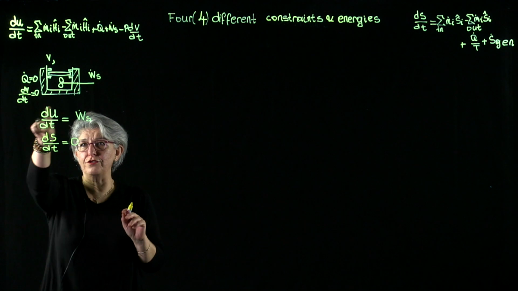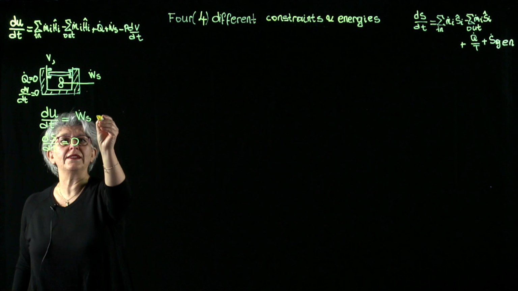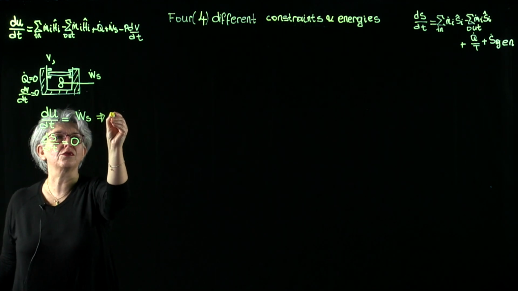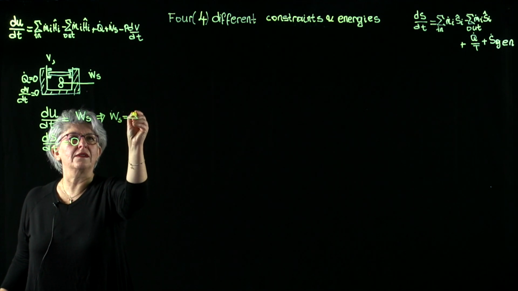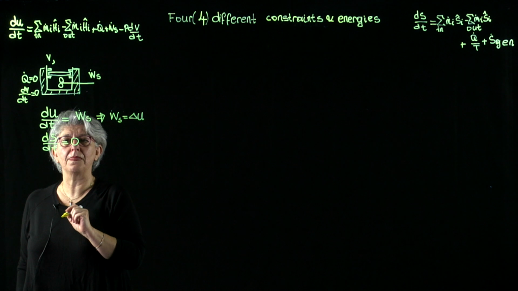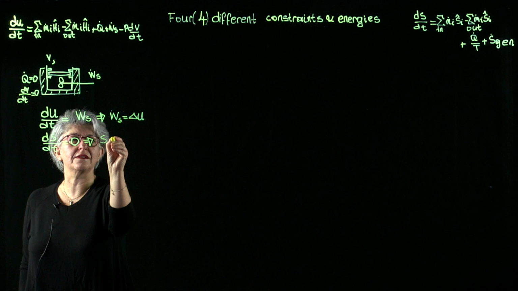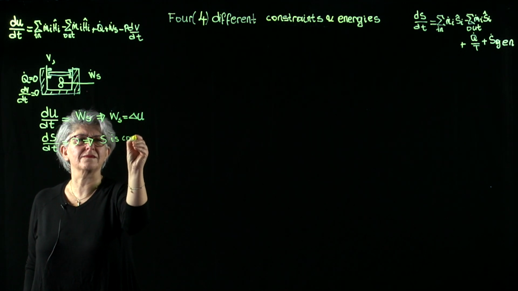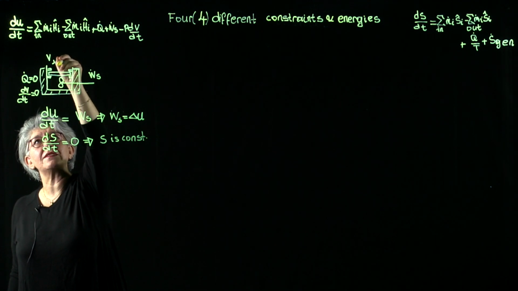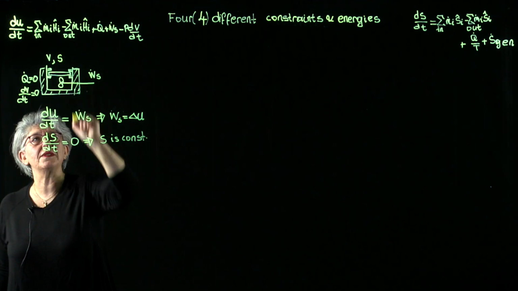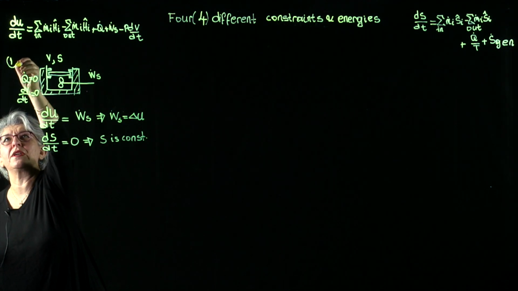Now, from the first law, from the energy balance, we observed that the shaft work is equal to the change in the internal energy, and from here we deduce that the entropy is constant. So in this system, volume is constant and entropy is constant. This is our first problem domain.